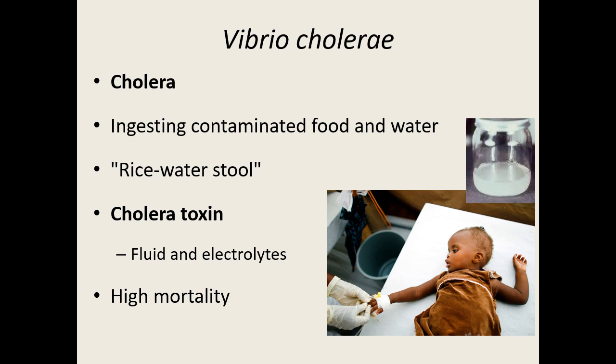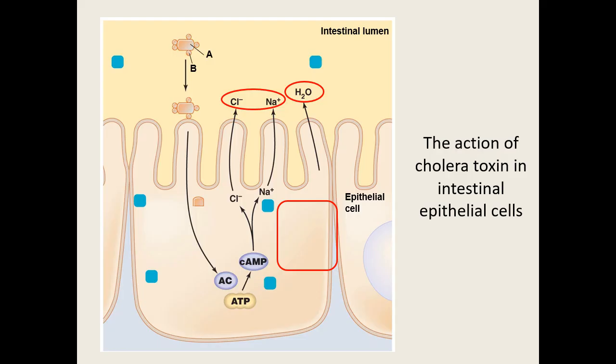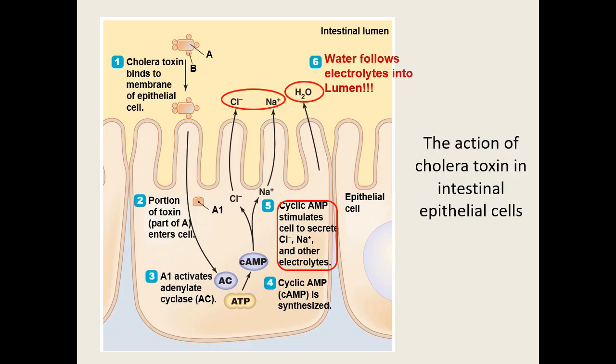And it's the toxin that causes it. It's not the bacteria that kills you, it's the toxin that kills you. It causes massive amounts of fluid and electrolyte loss. So it has a high mortality, especially because they literally cannot replace fluids and electrolytes quickly enough. So how does it do this? I'm going to bring all my little things up. If you ingested the bacteria because you drank some unclean water or ate some unclean fruits and vegetables, the toxin the bacteria makes looks like that, and it targets the epithelial cells that line your small intestine.